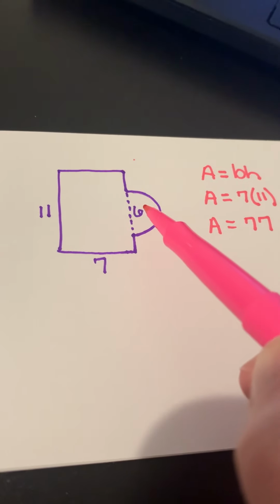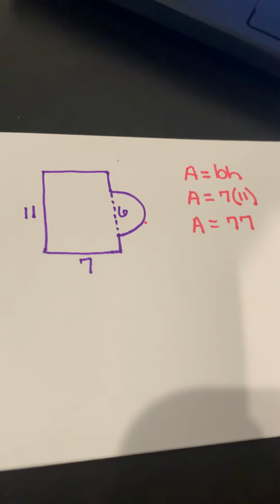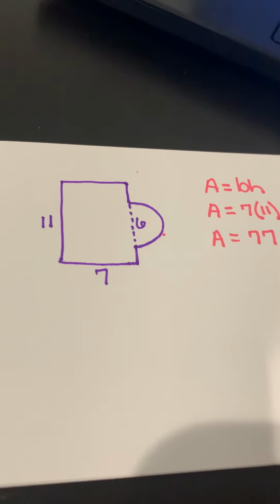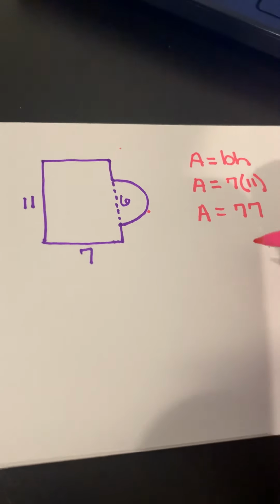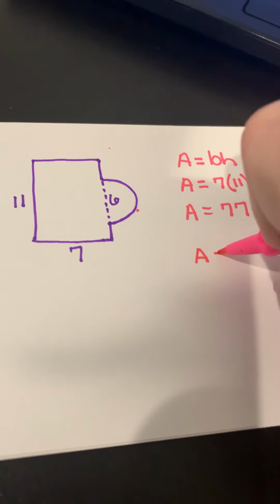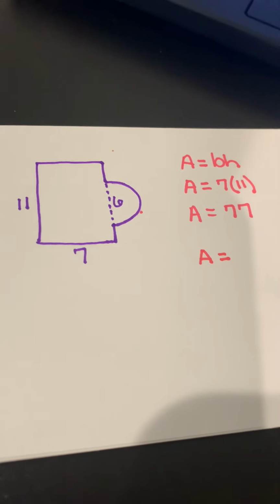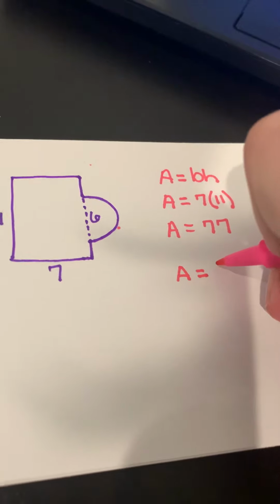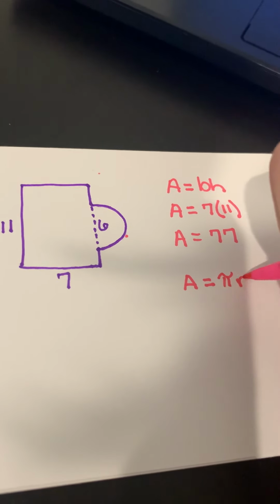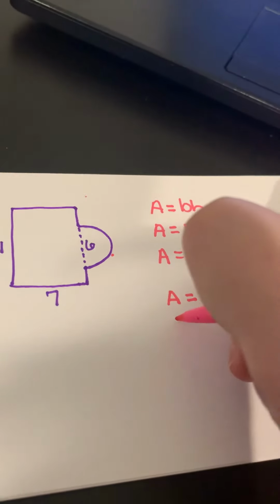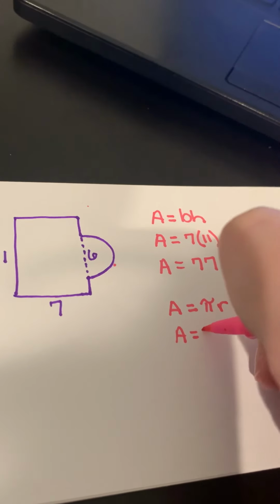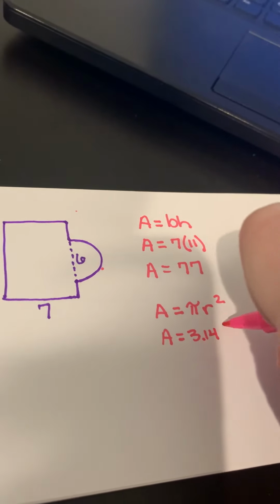Now I need to do the half circle. We don't have a formula for half of a circle. We only have a formula for a whole circle. So what we're going to have to remember to do is divide it in half at the end. The formula for area of a circle is pi r squared. Remember, for pi, we're going to plug in 3.14.